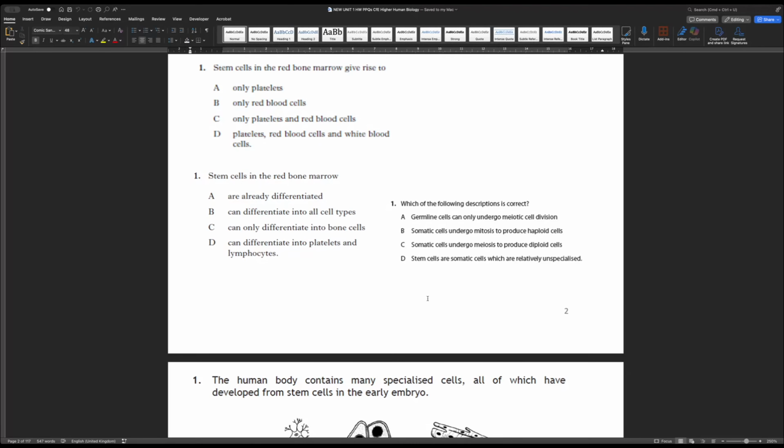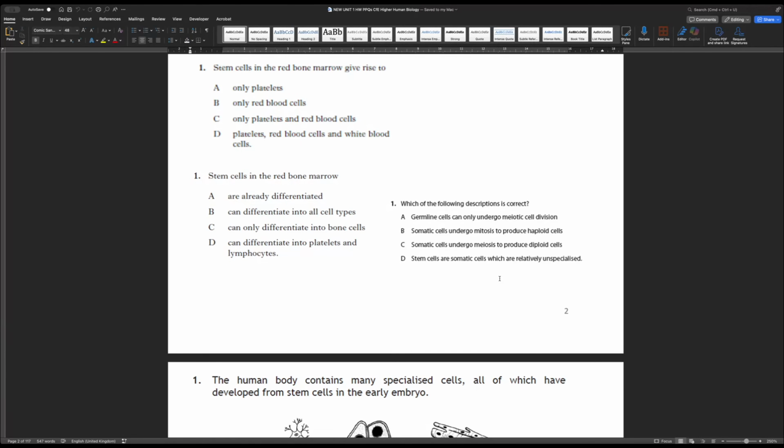The next question says, which of the following descriptions is correct? Germline cells can only undergo meiotic division. Well, we know that germline cells can undergo both mitosis and meiosis, so that's wrong. Somatic cells undergo mitosis to produce haploid cells. Again, we know that mitosis produces diploid cells, so that can't be right. Somatic cells undergo meiosis, so we can stop right there. It does not undergo meiosis, so we can miss that one out.